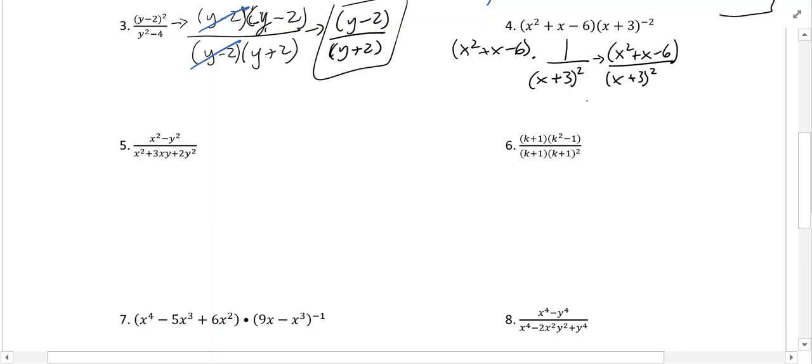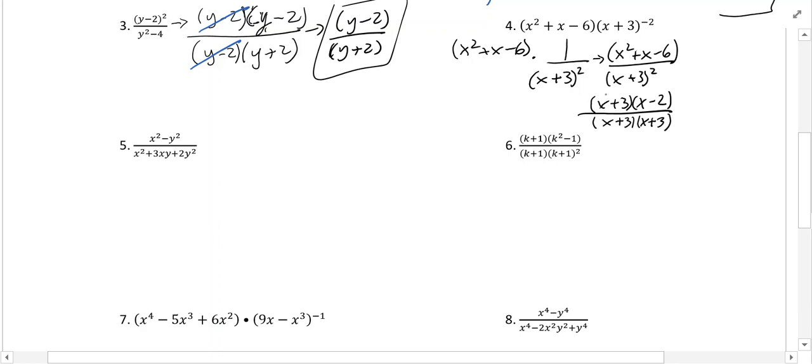But then you need to factor if possible. So you need to look here: are there any factors of -6 that add to 1? And there are. So the next step is to factor that trinomial. So we get x plus 3 times x minus 2, because 3 times -2 is -6, and 3 minus 2 is 1. On the bottom, you have the quantity x plus 3 squared. So again, you want to write it out twice. So x plus 3 times x plus 3.